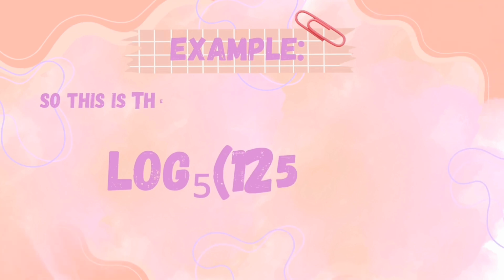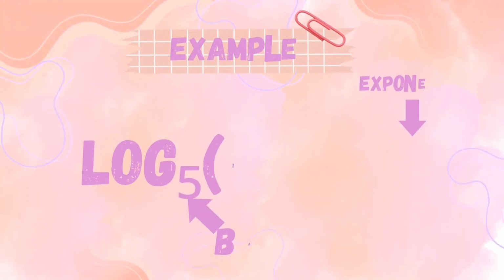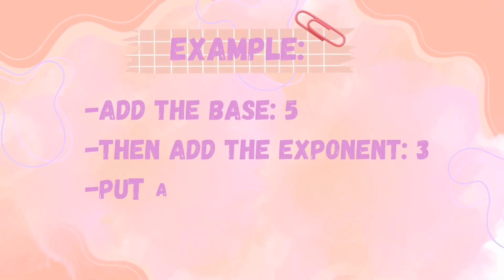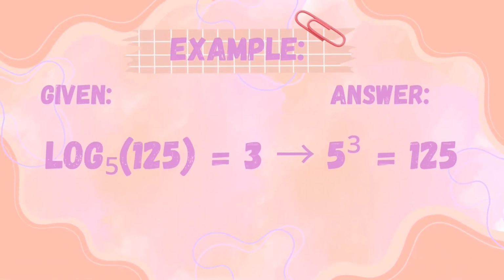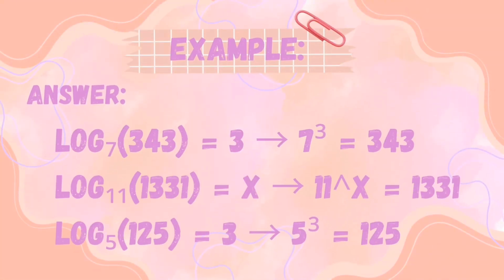The last example is number 3. The given is log base 5 of 125 equals 3, where the base is 5 and the exponent is 3. Follow the steps again. The base is 5, then add the exponent 3, put an equal sign, enter the product 125. So the answer is 5 to the power of 3 equals 125. Here is the answer to examples 1, 2, and 3.